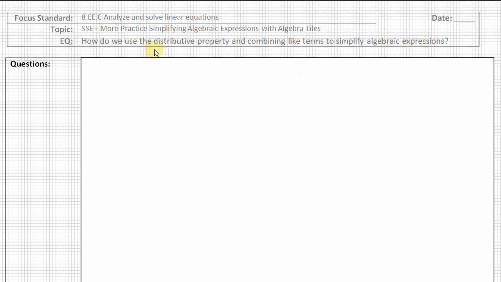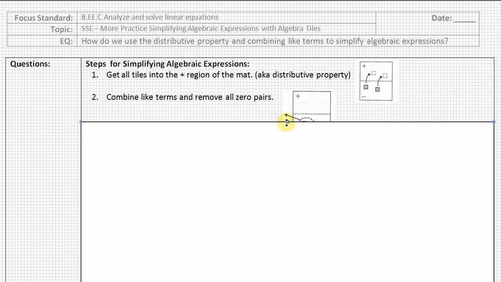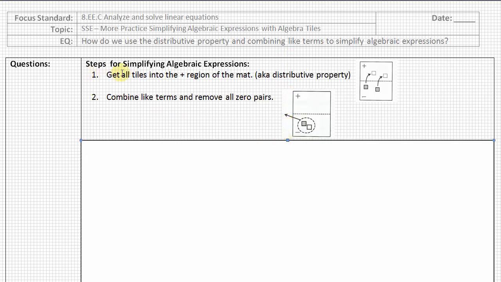So we're keeping the same essential question as our last video lesson to do 2 more example problems. Let's go ahead and get started. Please make sure, though, before you do, that you have your question column and your note column set up. So we're going to go ahead and just review the 2 steps that we've been using to simplify algebraic expressions.